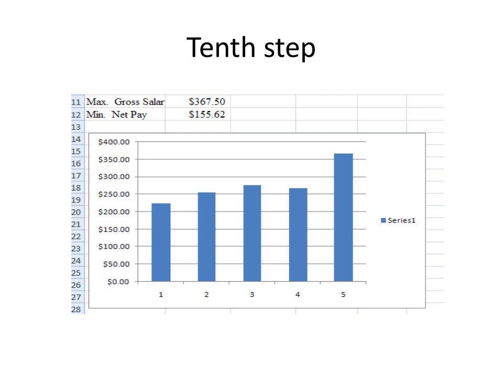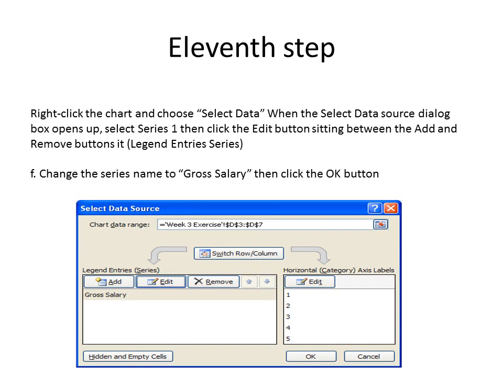Okay, the next step is you need to right click the chart and choose Select Data. When the Select Data Source dialog box opens up, select Series 1, then click the Edit button sitting between the Add and the Remove buttons, the Legend Entries Series. Change the series name to Gross Salary and then click OK. You see here when you add it there. Okay.